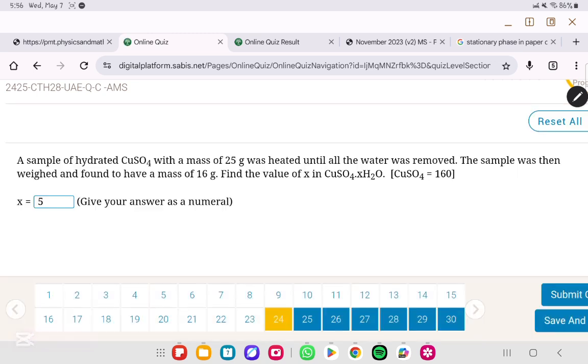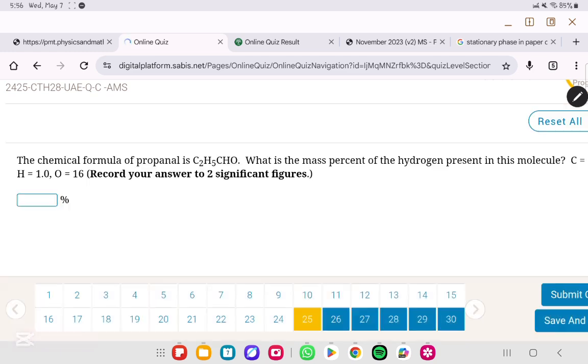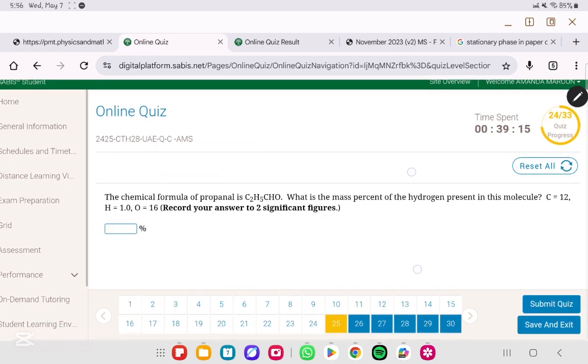They said numeral. I don't know if they want it as numeral. 1 second, let me check. Yeah, 5 works. They don't want it in the Roman numerals, okay? Don't think like that, okay?